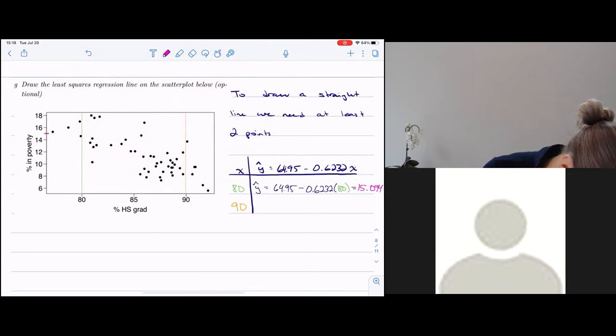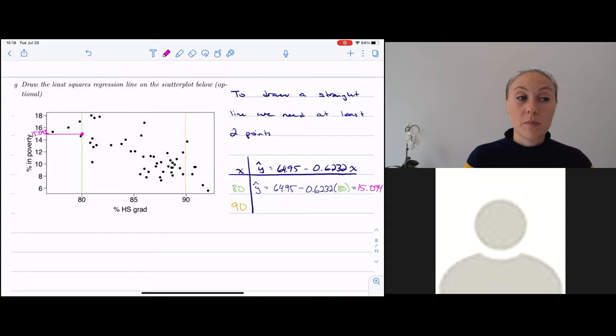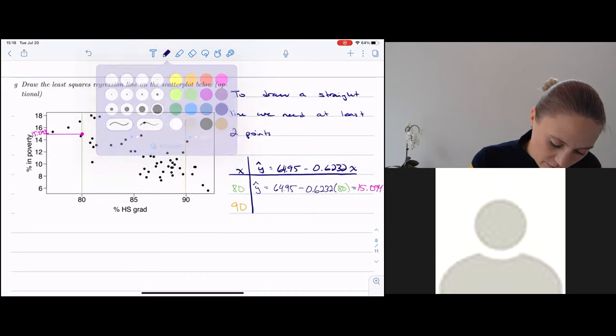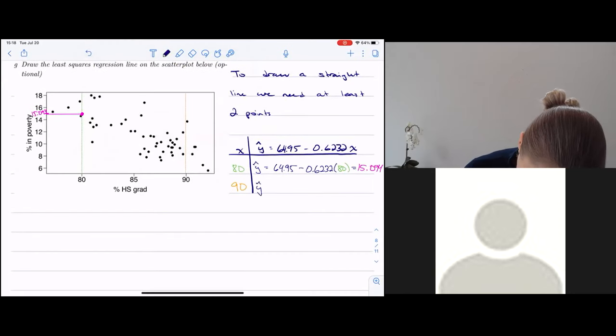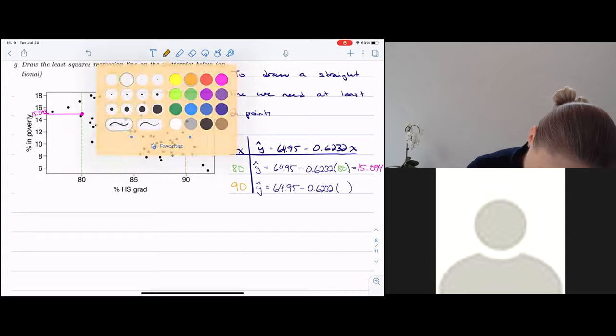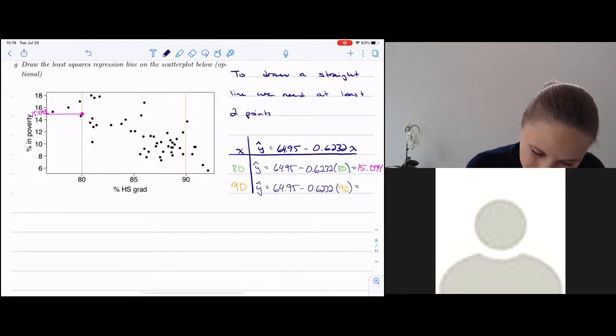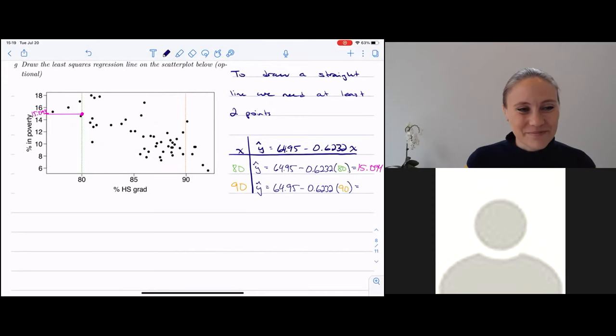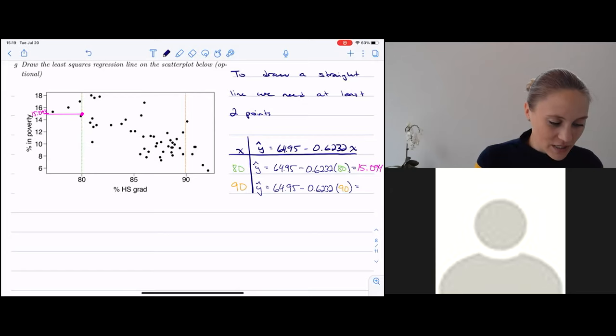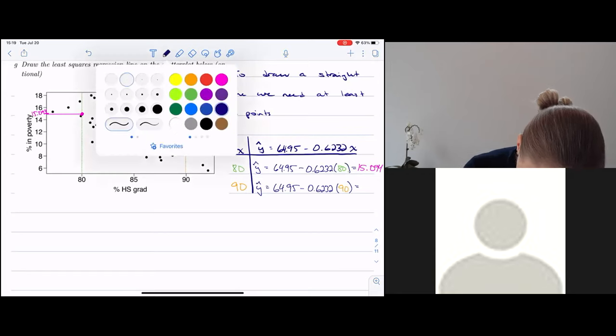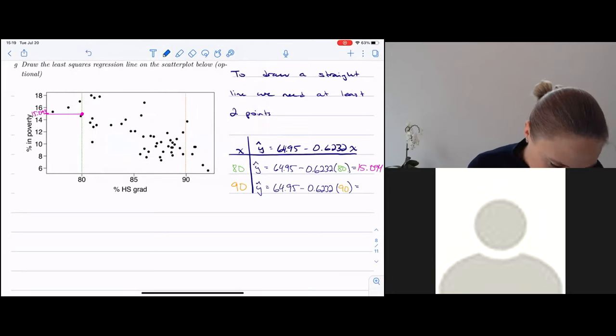Okay. So if I go across here and I find 15.094, might be somewhere around here. So that would be my first point on the line. So now y hat is 64.95 minus 0.6232 times 90. 90 times 0.6232 and then 64.95 minus that puts me at, what's a color I haven't used yet? Light blue, I guess.